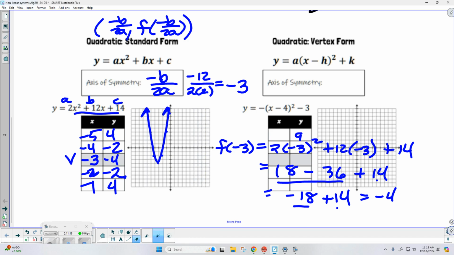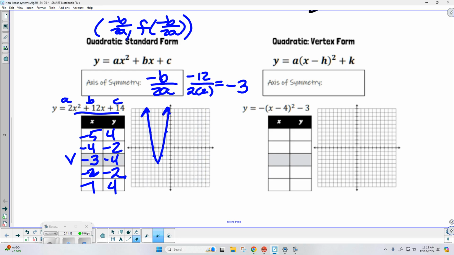And let's try this one over here. But this isn't standard form. This is what? This is vertex form. Now, the axis of symmetry here was simply x equals h. There's nothing to calculate because you already know what the vertex is. Remember, this is your h. This is your k. What was the only one we had to change the sign for? The one on the inside.